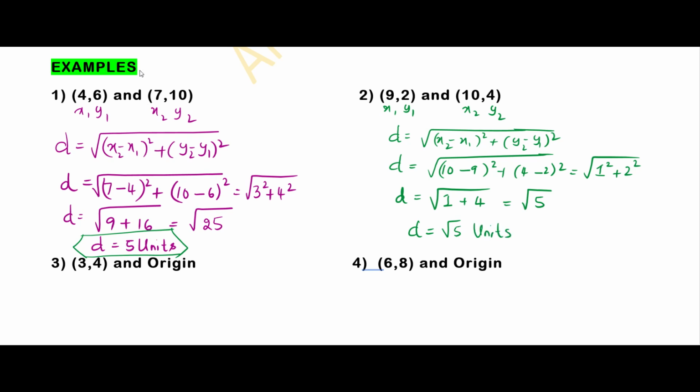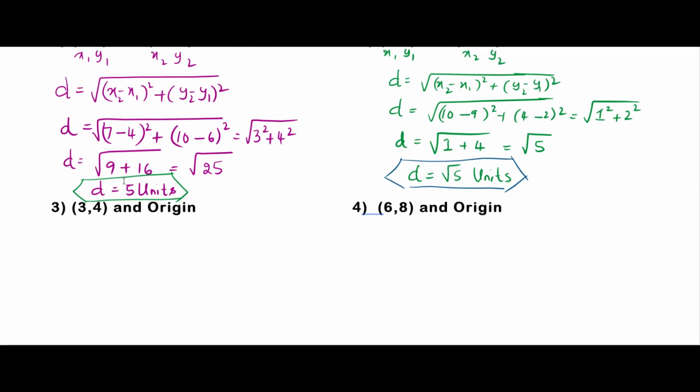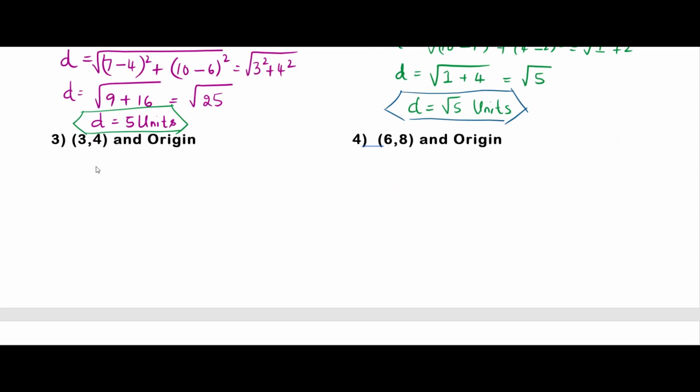Students, hopefully you are able to understand the problems I am solving. These are just examples to understand. Now we'll find out the distance between a point and the origin. The distance between a point and the origin is given by the formula d equals square root of x square plus y square. It is just square root of x square plus y square.